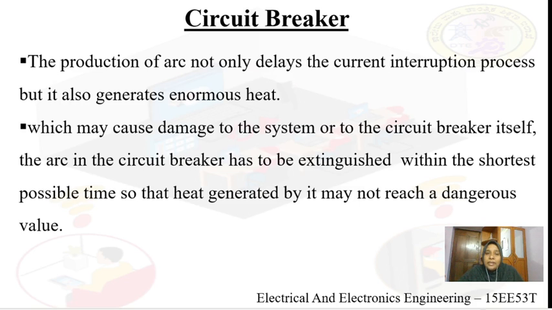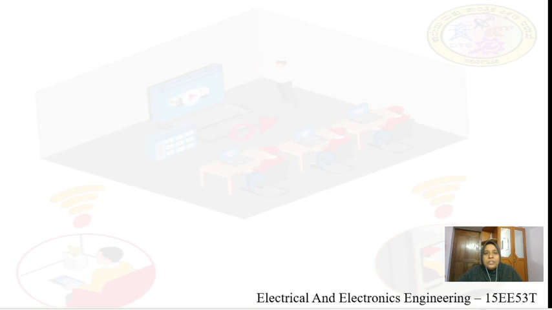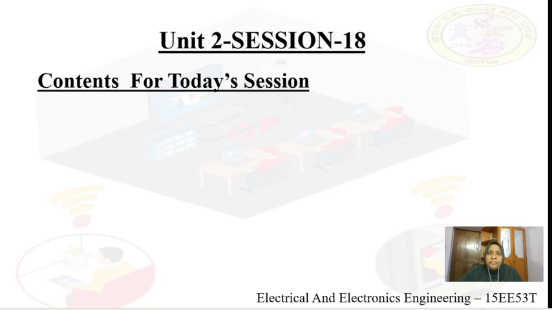If it is extinguished at the earliest, the damage caused to the circuit breaker and the other associated circuit will be very less. So the circuit breaker does the work of current interruption. How will it do it? As soon as it separates the contacts, the circuit will become like an open circuit. You will have a healthy part and a faulty part. So this is the brief introduction about circuit breakers.